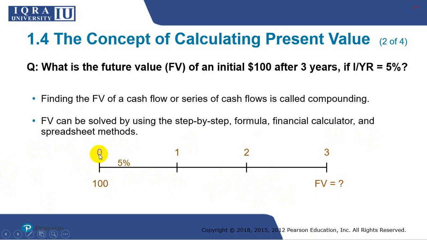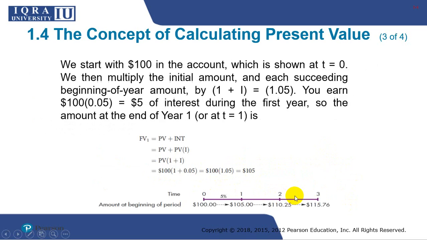At $100, it's 0, meaning the beginning of the first year, and 5% is the interest rate per year. First year, second year, and third year. So you have to find the future value at the end of the third year. So we start with $100 in the account, which is shown at t equal to 0. T means the time, the time point. 0 means it's the present value.